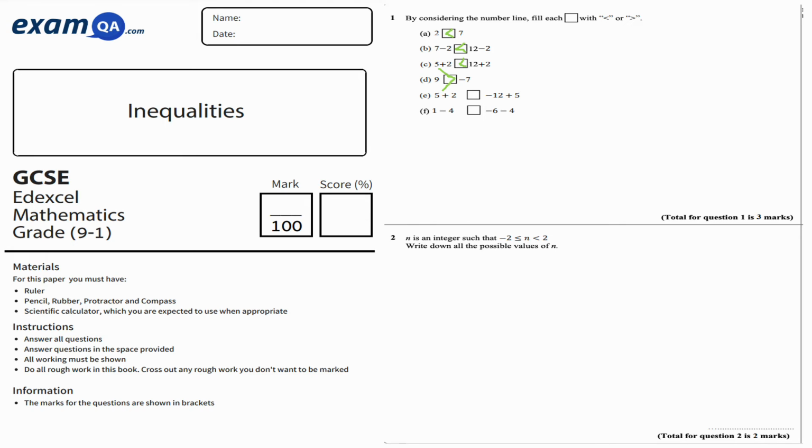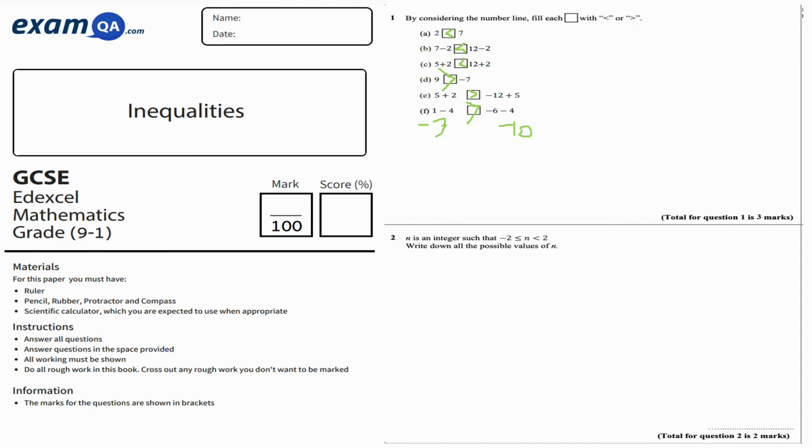The next question, guys, which is bigger, 5 plus 2 or minus 12 plus 5? 5 plus 2 is bigger than minus 12 plus 5, because 5 plus 2 is 7, and minus 12 plus 5 is minus 7, so 7 is bigger than minus 7. The next one is 1 minus 4 is minus 3, and then I'm going to have minus 10 here. Remember that the bigger the negative sign, the smaller my number. So minus 3 is bigger than minus 10.